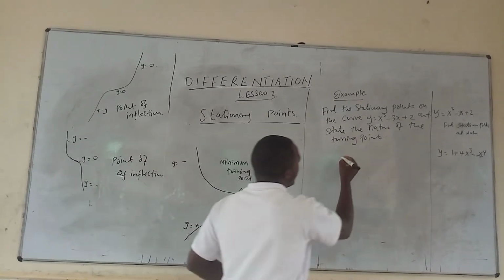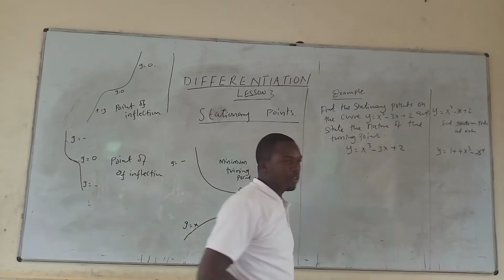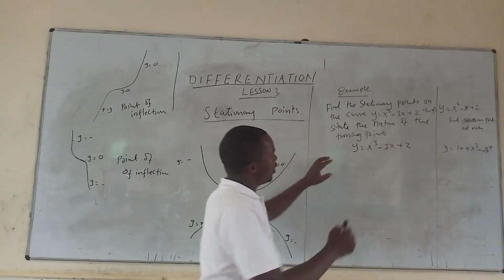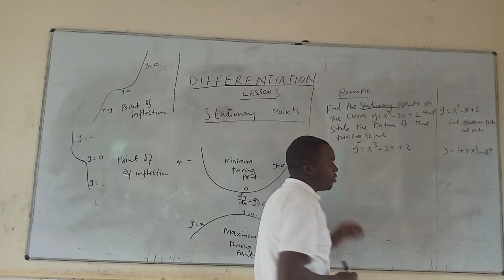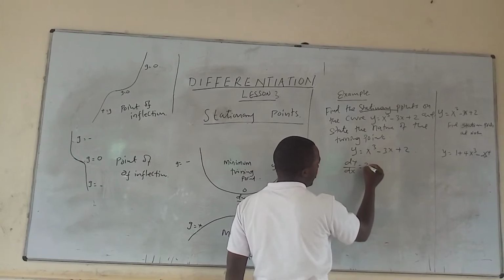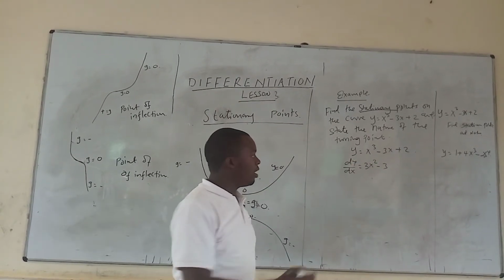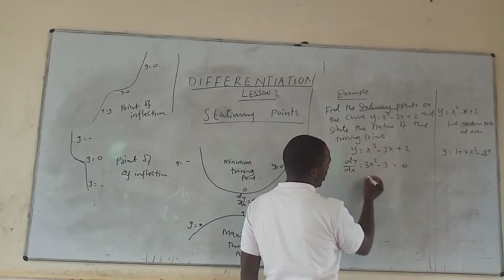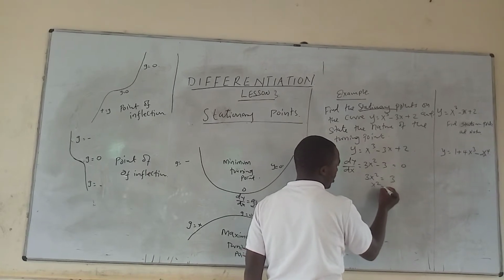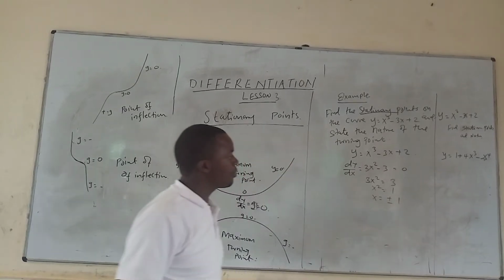So we have the curve y = x³ - 3x + 2. The first thing we are going to do is get the gradient function, then equate it to 0 because we are looking at the stationary point. So I will get dy/dx = 3x² - 3. Because I differentiate this to get this, I equate it to 0. So 3x² = 3. You take 3 to the other side, and x² is going to be 1. And x is going to be either positive or negative 1.